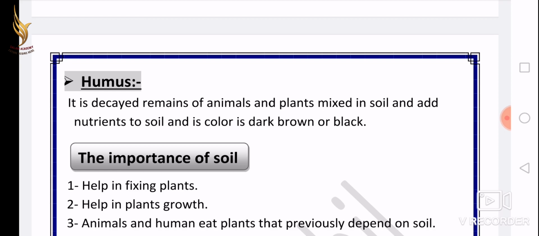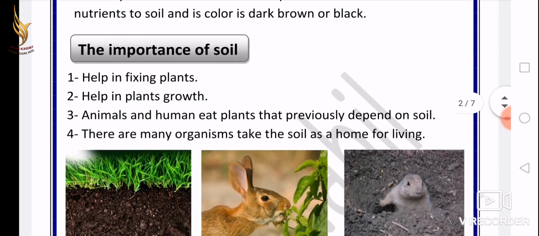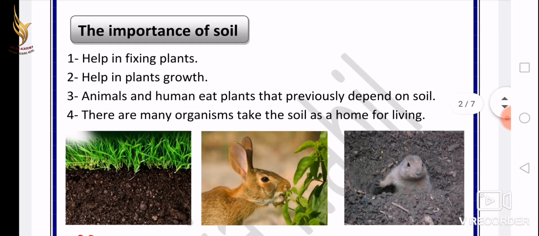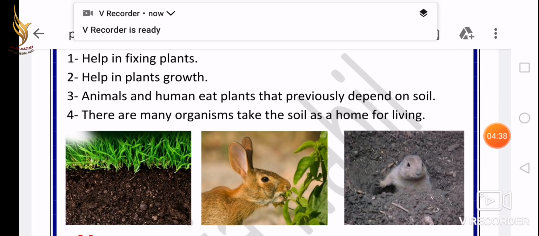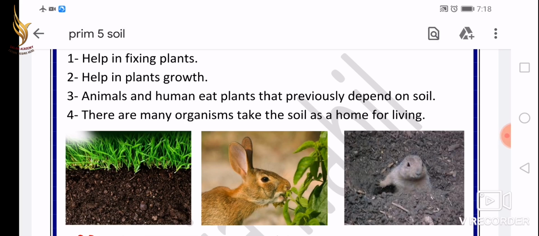Okay? Do you know what's meant by humus? Do you think the soil is important or not? Third, we talk about the importance of the soil. Soil is very important to all living organisms. It's very important to plants, animals, humans, okay? Because without soil, plants couldn't grow.